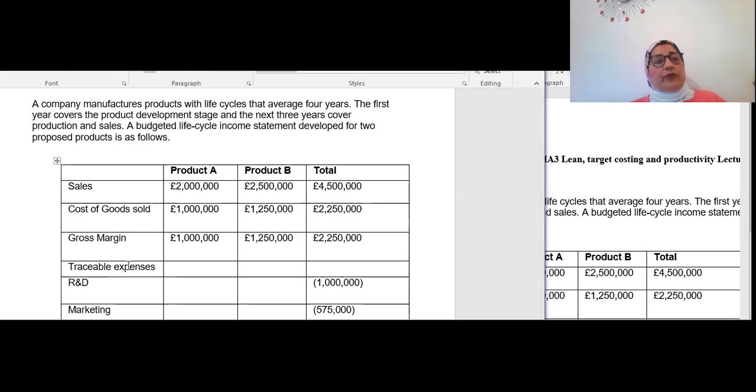R&D is the abbreviation for research and development. Research and development is 1,000 for the whole company. Marketing is 575 for the whole company. And the life cycle income is the difference here, which is 675. We'll go back to this later.